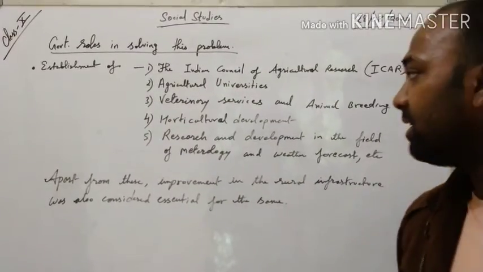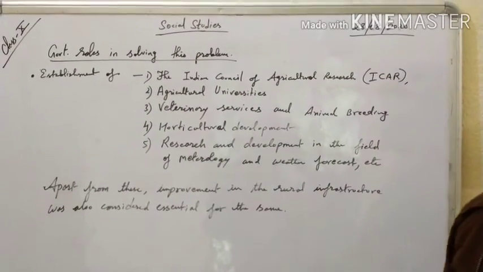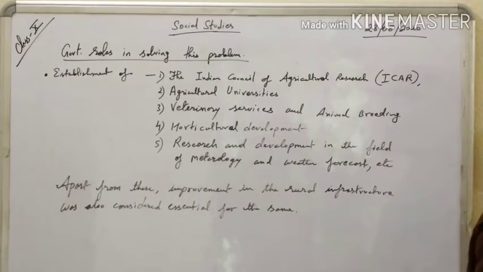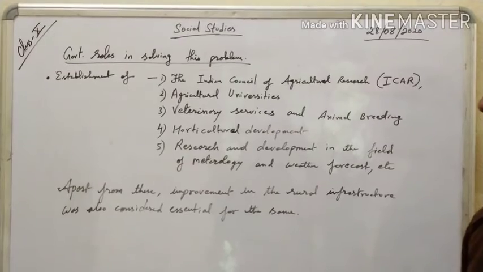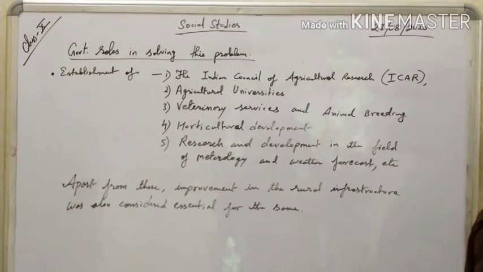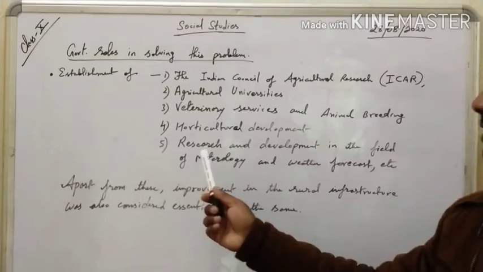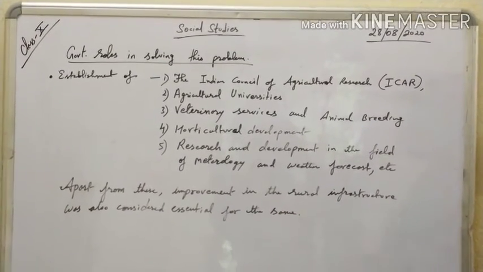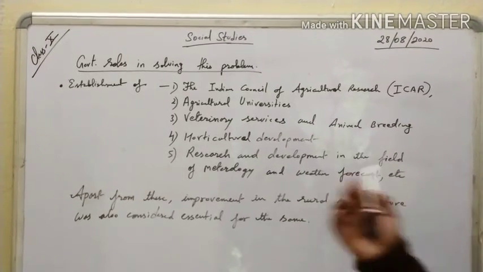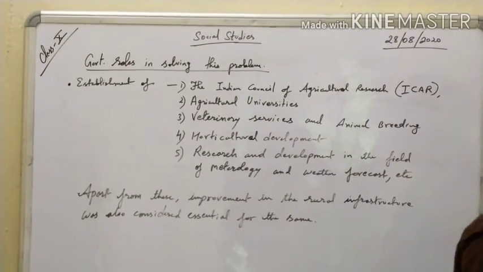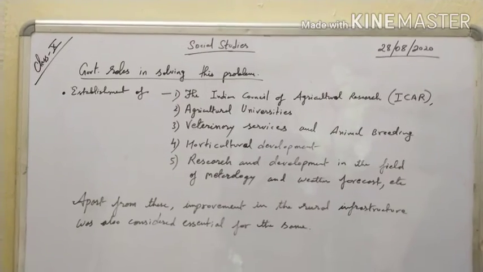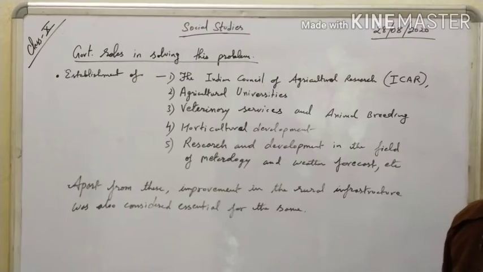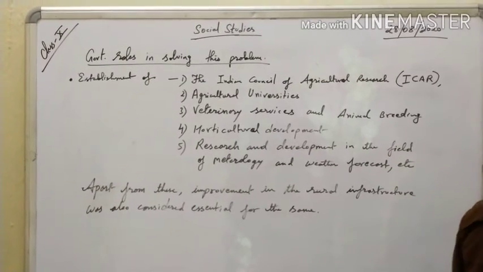Another one is horticultural development. The farmer will be taught how to grow fruits and other vegetables so that they will get good income from there also, and they will get interest towards agriculture. The fifth one is research and development in the field of meteorology and weather forecast. Sometimes due to natural calamities, the crops get destroyed. For example, the farmer has grown a crop, but there will be no rainfall and the crops will get destroyed if they do not get the proper irrigation.